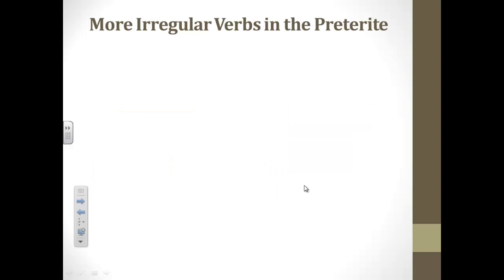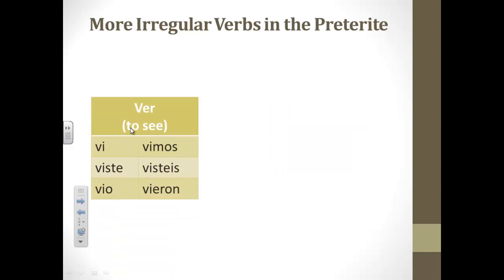Okay, let's now go to ver, which means to see. Ver is an ER verb. It still actually has ER-IR endings: iste, io, imos, ieron. The only thing that makes it irregular is that it does not carry accents in the yo, nor in the he, she, usted form. That should be a really easy one for us to pick up, again, because the only thing that makes it irregular is the lack of accents.